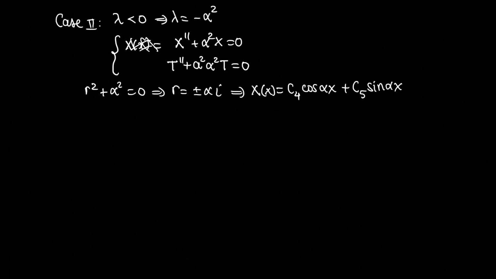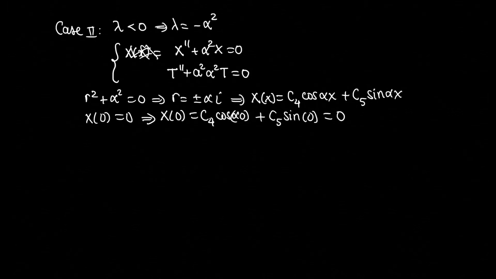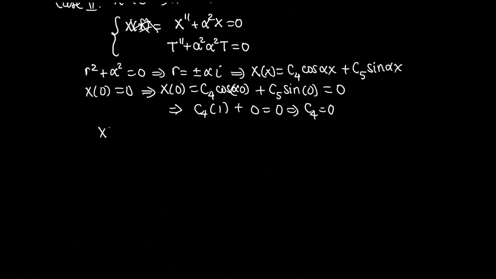So I need to find these constants again. We have the boundary condition, the first one, X(0) equal to 0. When I substitute this, 0 is going to be C4 cos 0 plus C5 sine of 0. All of this has to be equal to 0. Then I just get C4 times 1; sine of 0 is 0, so this gives you 0. By isolating, C4 is just 0. Then we get X(x) equal to C5 sine alpha x.